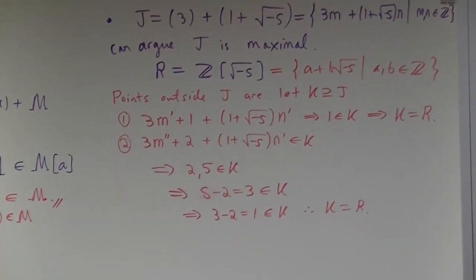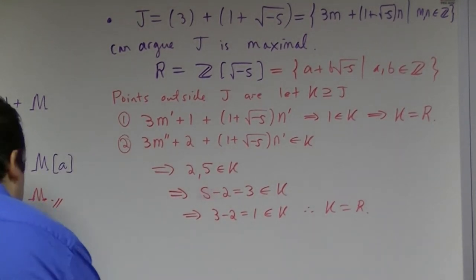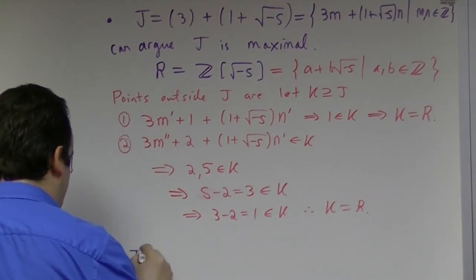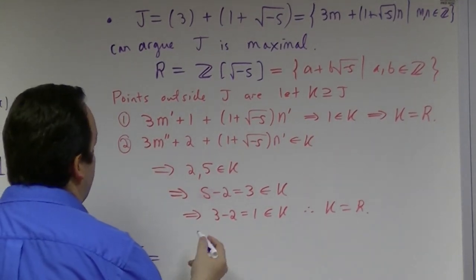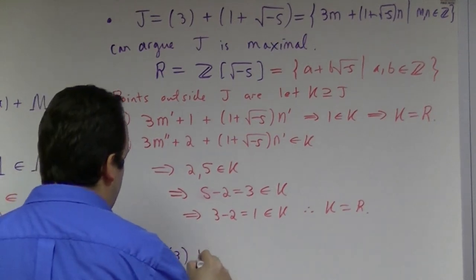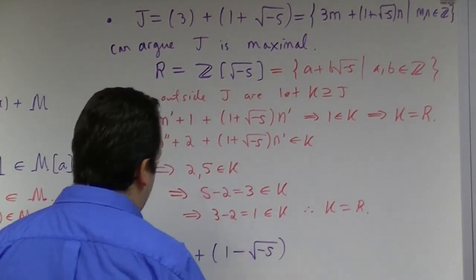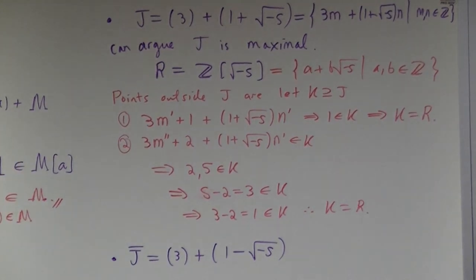Now, there's another maximal ideal in Z adjoin √-5, which is interesting, the so-called conjugate ideal. But do you think the conjugate ideal to J is? J bar would be my notation. I don't think he really uses that notation much, but if you look at (3, 1 minus √-5), this would be the conjugate ideal. And you can prove that that's maximal for much the same reasons. And that means what? These are both maximal ideals, therefore they are prime. That's right.